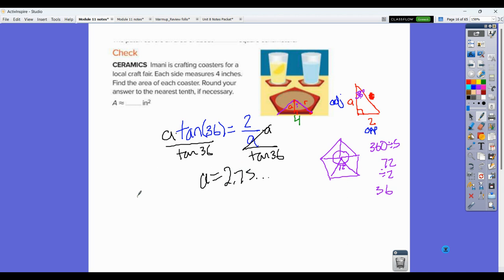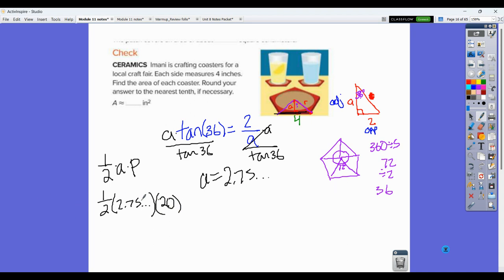Formula: 1/2. And I like to rewrite my formulas a lot to practice them. 1/2 times apothem times perimeter. So 1/2 times that 2.75 number. I'm going to leave those little decimals because I'm going to use the whole thing in my calculator. Times the perimeter. If I go back to this, if one side length is 4 and there are 5 of them, 4 times 5 is 20. So my perimeter is 20 here.